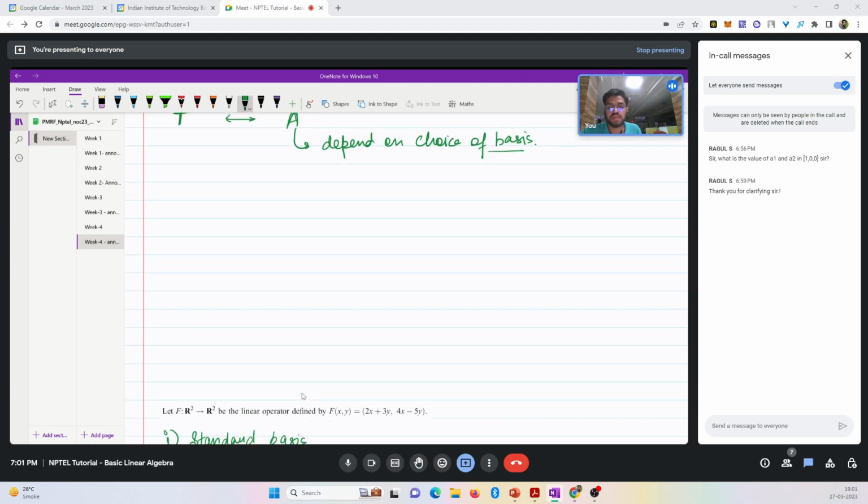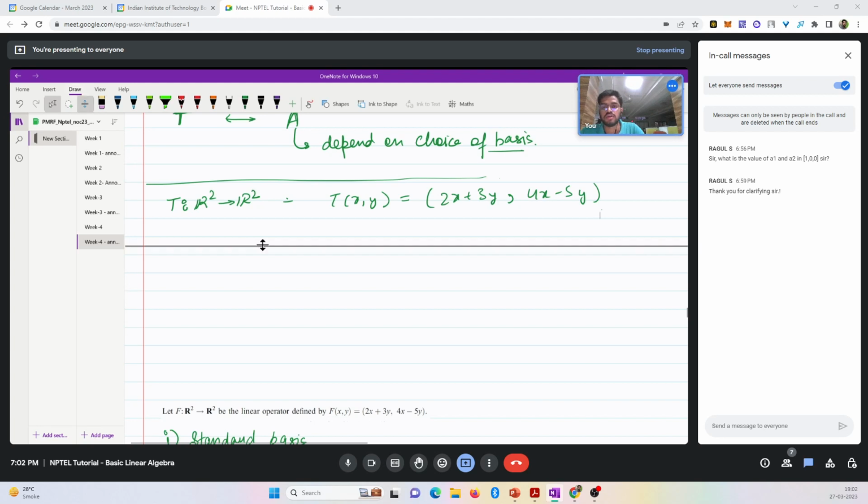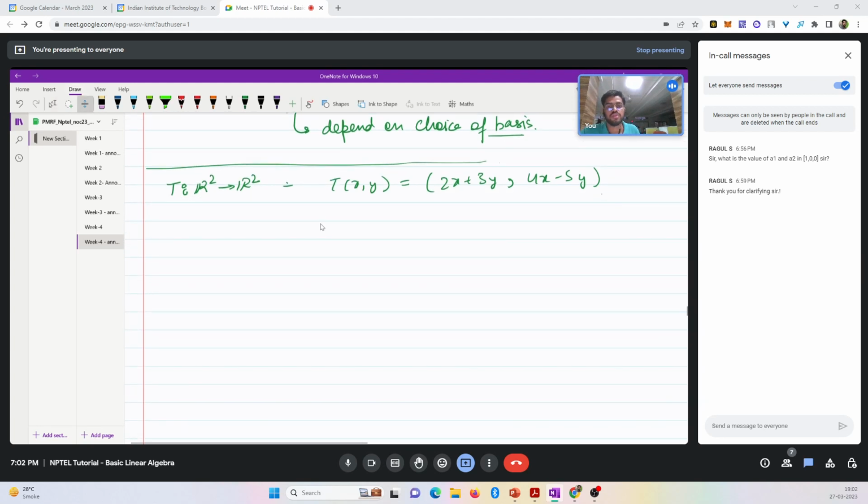So I think this is best done with the help of an example. I'll do it with an example only. So we have a transformation T from R2 to R2, which is given by T of x comma y is nothing but 2x plus 3y, comma 4x minus 5y. I'll try to do it in a step-by-step manner so that for those who don't know, it would be clear how to write a matrix representation.